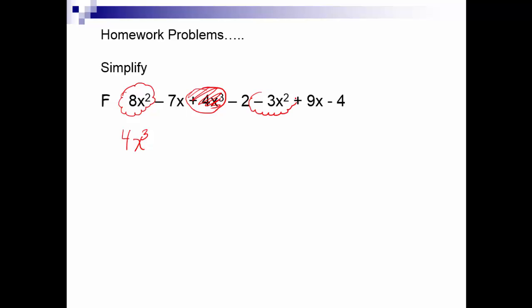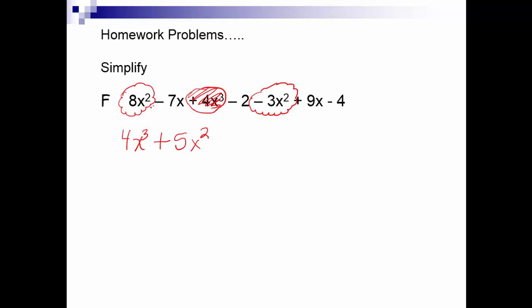Circle the sign that goes with the number. I have a minus 3x squared. Are those signs the same or are those signs different? The signs are different. I'll find the difference. The difference between 8 and 3 is 5. What do I have more of? I have more positives. So that would be a plus 5x squared.